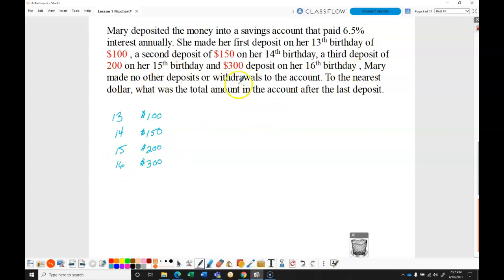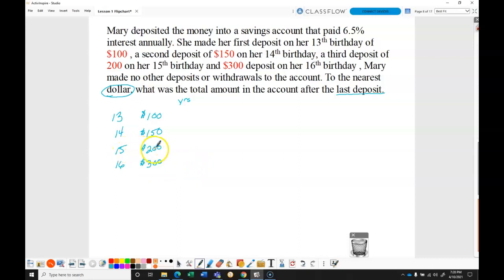And it says Mary made no other deposits or withdrawals to the account, and we want to find to the nearest dollar, we're going to remember that for later, what the total amount in the account is just after the last deposit. So that indicates that this $300 is not going to gain any interest. Okay, so I'm going to make a column here for how many years this money actually sits in the bank. Okay, so 3, it doesn't sit in at all, so I'm not going to put anything here.